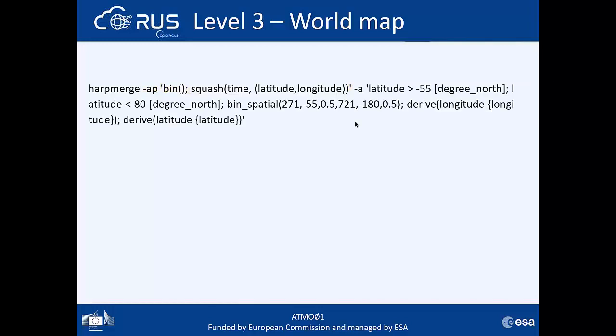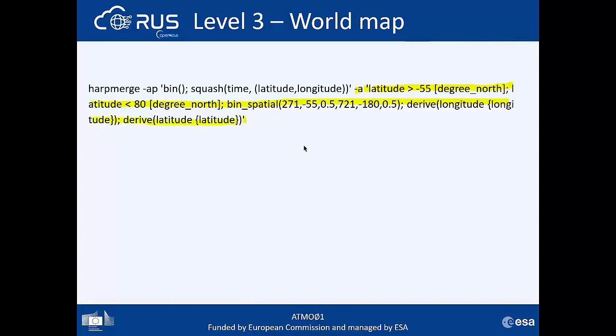So we put the A parameter, which defines the list of operations to apply to each product before they are appended. And in this case, we are doing the same processing as harp convert that we did in the previous part. So we put the A parameter, we open quotation, and basically these commands here are exactly the same as what we have put before. And then we just close the quotation.